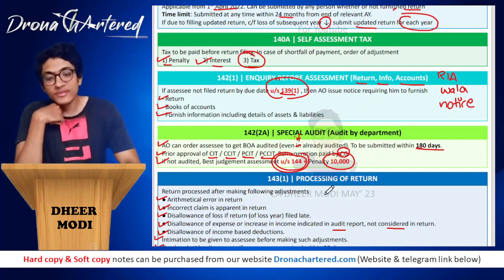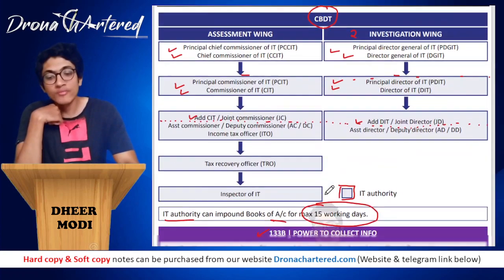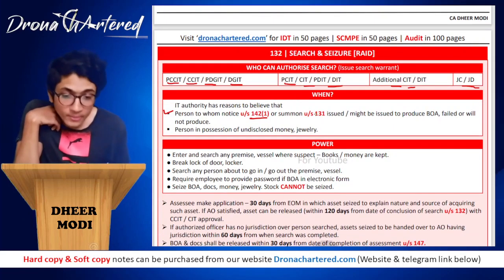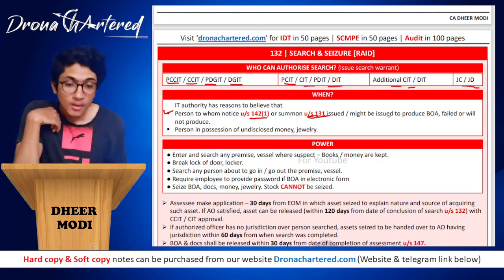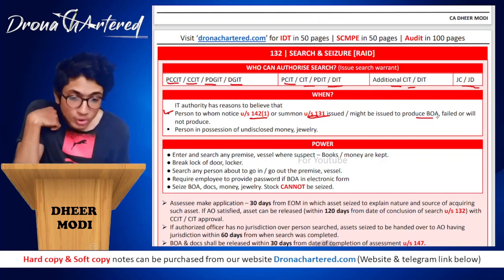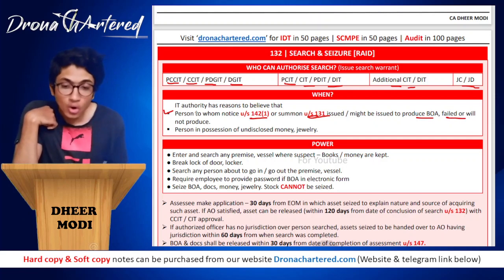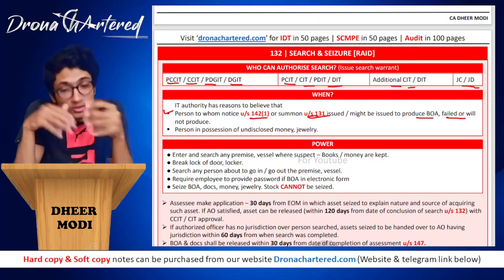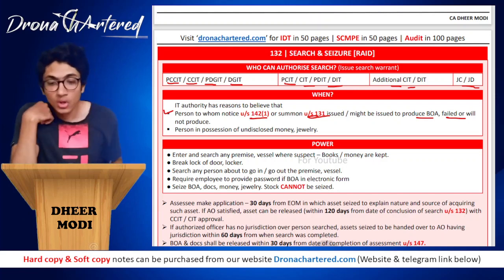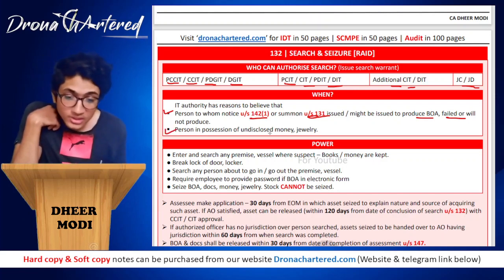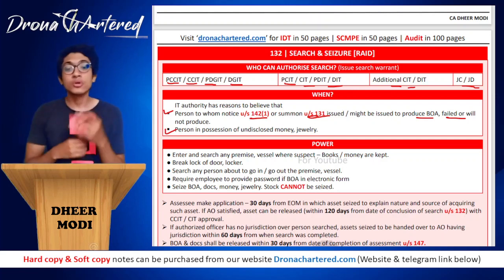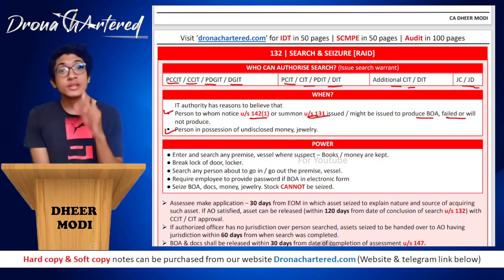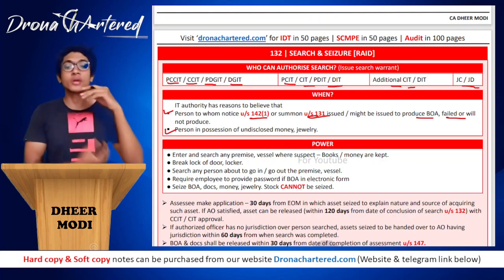So if they are of the opinion that the person to whom we have issued the Section 142(1) notice, or someone under Section 133(1), who might be issued a notice to produce books of accounts, will fail or will not produce them, even though we have issued them the notice, or any person in possession of undisclosed money or jewelry. If you remember, there was a movie Raid. Okay, so in all of these instances, search and seizure, that is your raid, will be conducted.